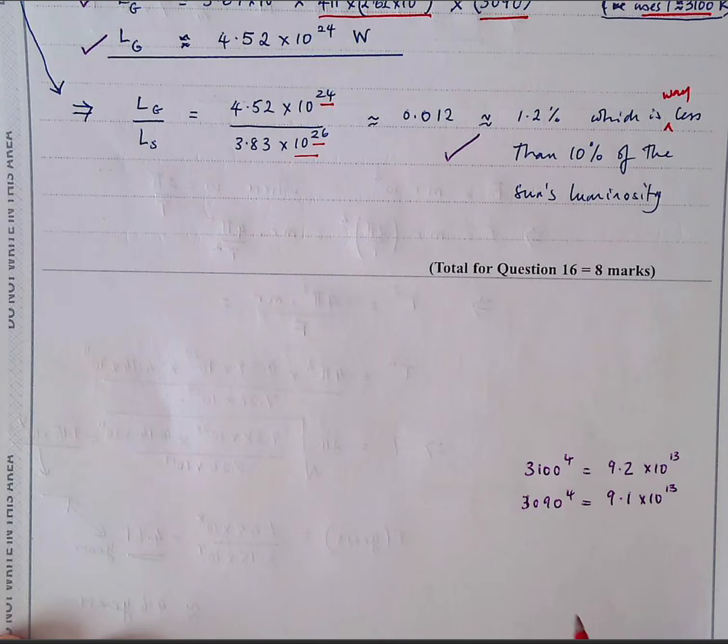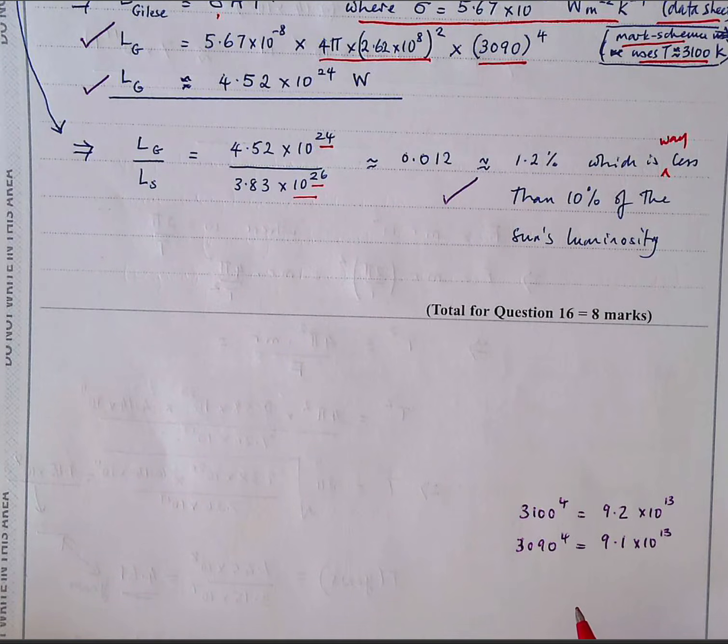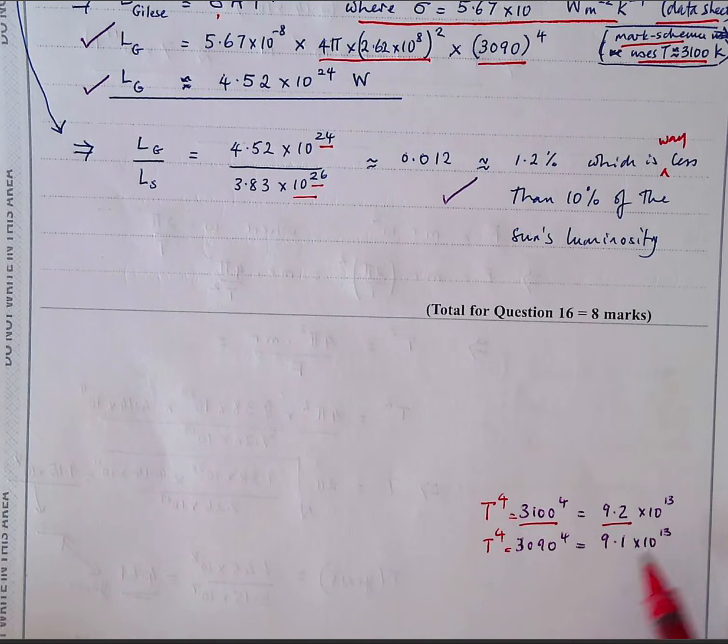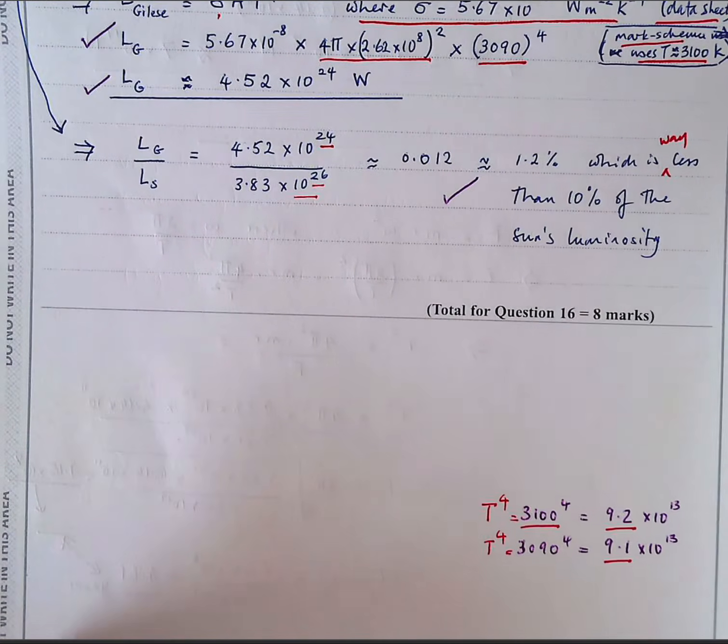Okay, so here I put what difference does it make to the value if you work out temperature to the power of 4. If you use the mark scheme value, you get 9.2. If you use my value, you get 9.1. So it doesn't really make much difference anyway, since it's way below 10%.